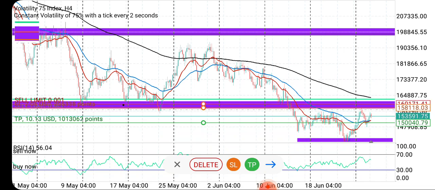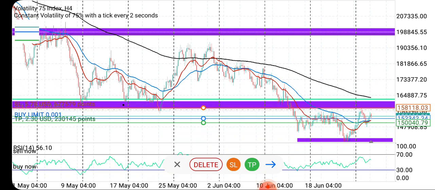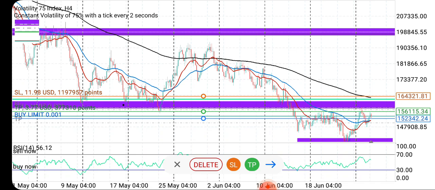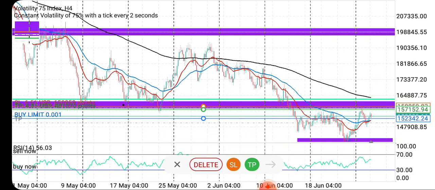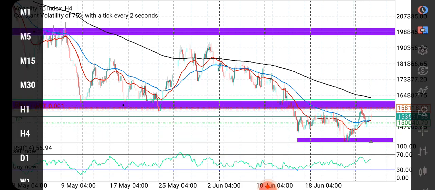This is the sell limit. Wait, this is 0. We already adjusted this. This is stop loss. Put in another sell limit. This is stop loss. Oh my goodness, I don't know.